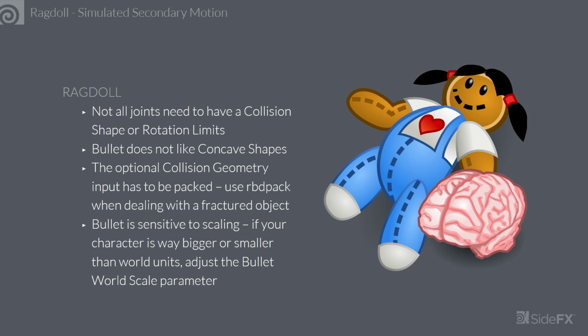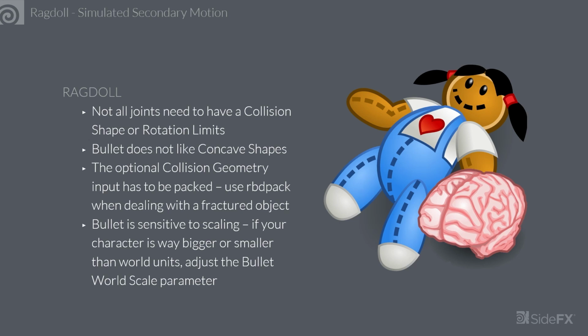The same goes for rotation limits. Not all joints need them. You can specify on the Ragdoll Constraints, if a joint does not have rotation limits, whether to allow it to rotate freely or not allow it to rotate at all. So you have that bit of control when dealing with things that don't really require configuration. Next up, remember concave shapes are not great for Bullet, so where possible, try to limit those, convert them to convex ones, and keep the geometry nice and light.